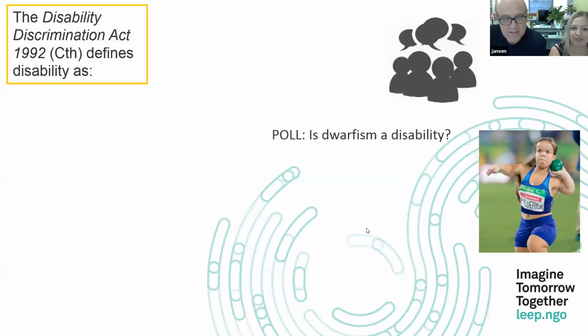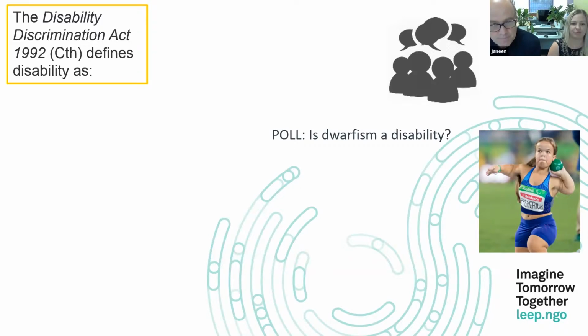Oh, you can't see the poll, Ruth. I don't know why. I'm sorry. I'm seeing a lot of people voting in the poll. I'll tell you what the question is. The question is, is dwarfism a disability? And the options are yes, no, unsure, or it depends. So we'll tell you the results of the poll as it stands.